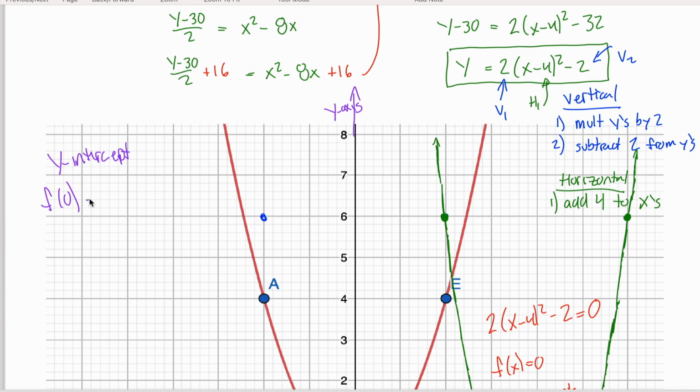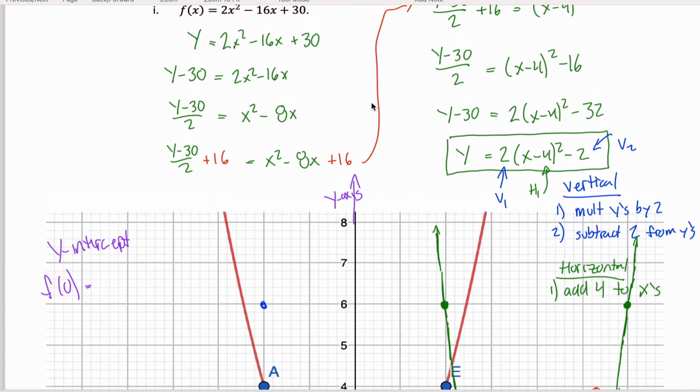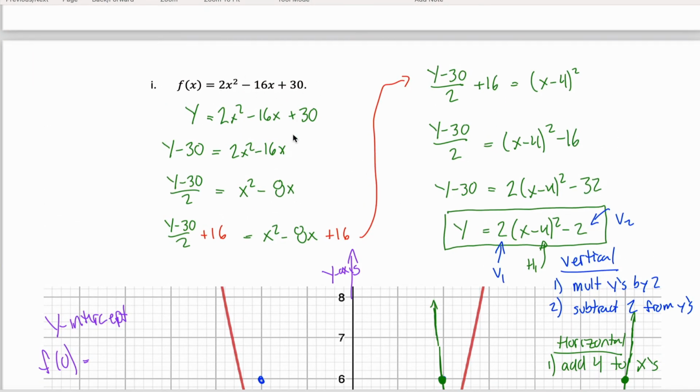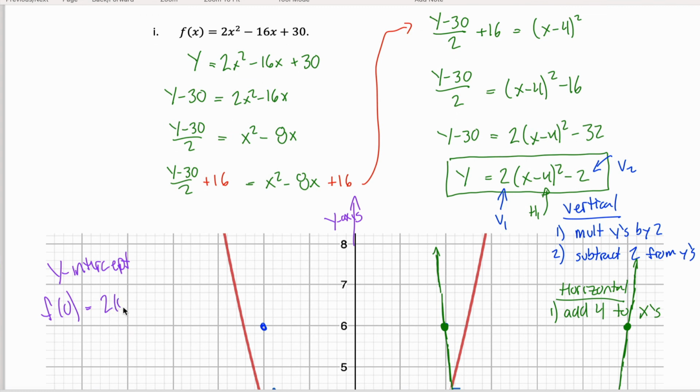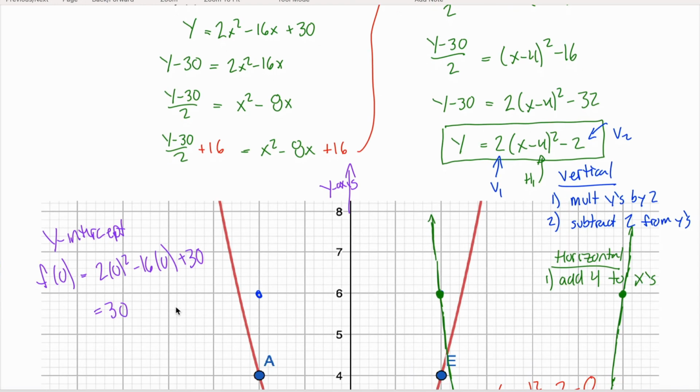We can do that a few different ways. You can plug in zeros everywhere you see x over here, or what's even easier is to plug in zeros everywhere you see x over here. 2 times 0 squared minus 16 times 0 plus 30 is just going to leave me with 30, because the x squared term and the x term will always go away when you change the x's into zeros.